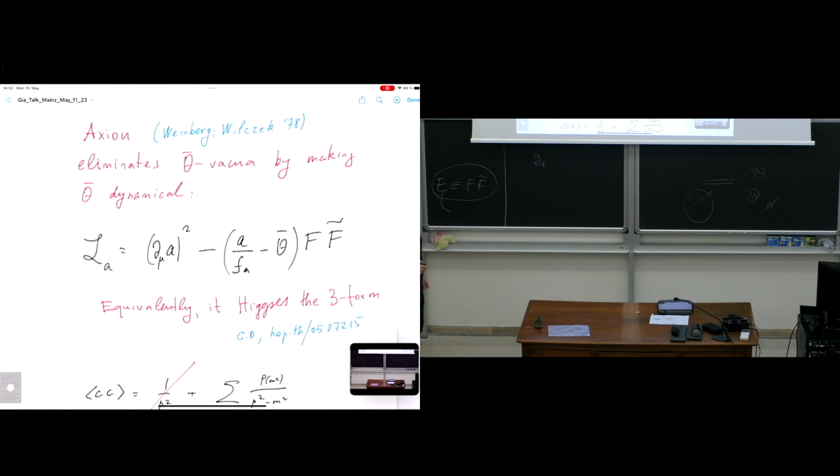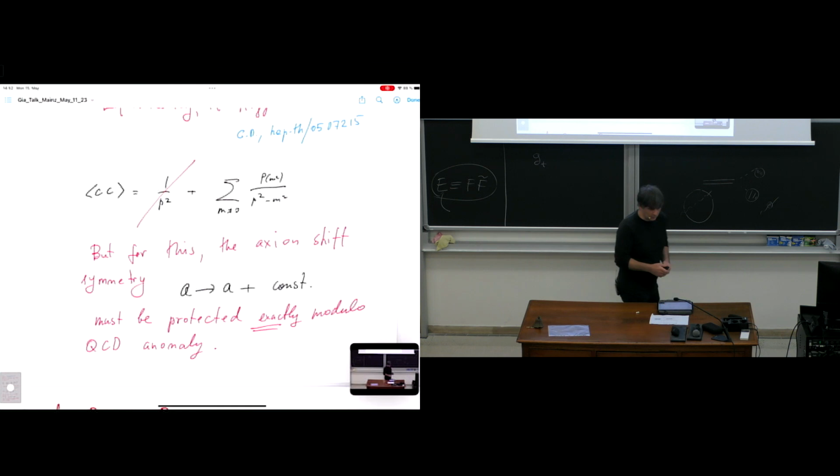So in other words, what happens here is that the pole at p squared equals zero is removed. Okay, this pole is removed, and so theta bar is unphysical. But now we come to precisely what is sometimes called the axion quality problem. Because in order to fully eliminate theta bar, the axion shift symmetry must be protected, must be exact modulo the QCD anomaly, okay?